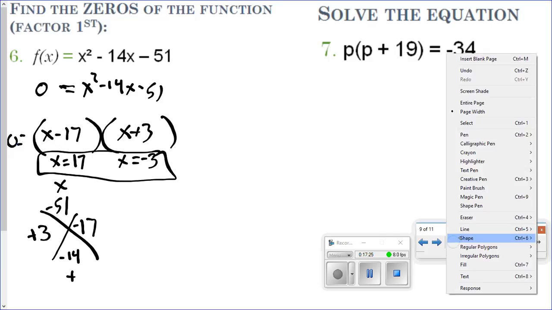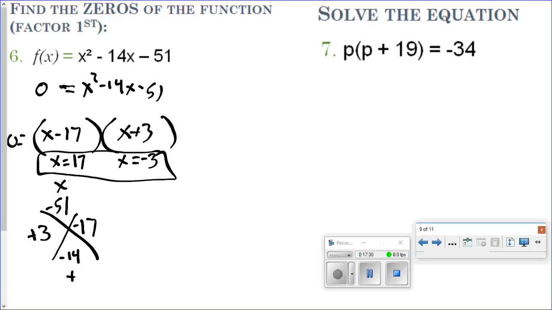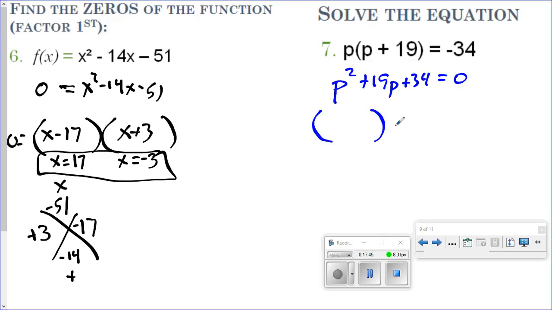All right, and then finally let's do one more. We'll get colors here for fun. This is going to make p squared plus 19p, and then once I move this over to the other side, it's going to be plus 34. And all that is equal to 0. Now what multiplies together to make 34 and then adds together to make 19? Well, man, I don't know all the factors for 34, but I'm pretty sure it's going to be 17 and 2. 17 times 2 makes 34.